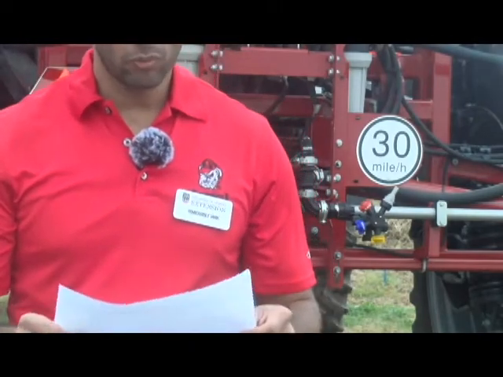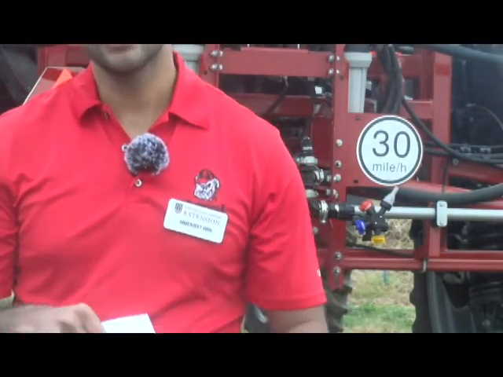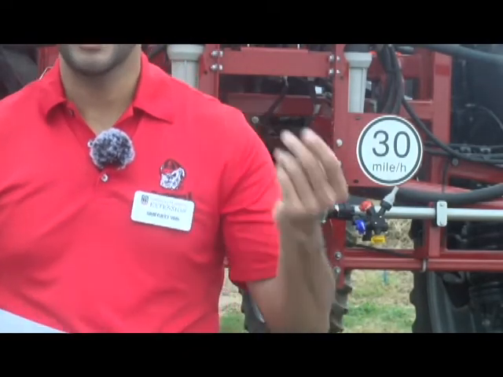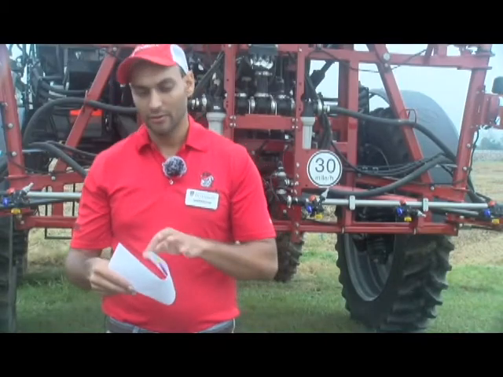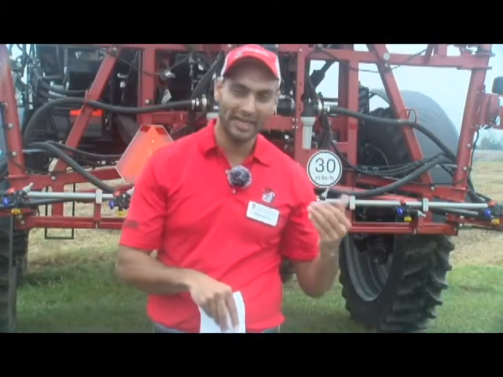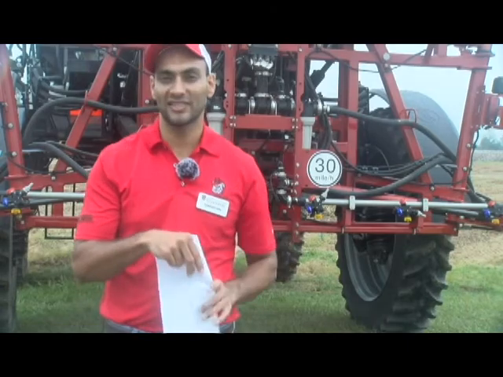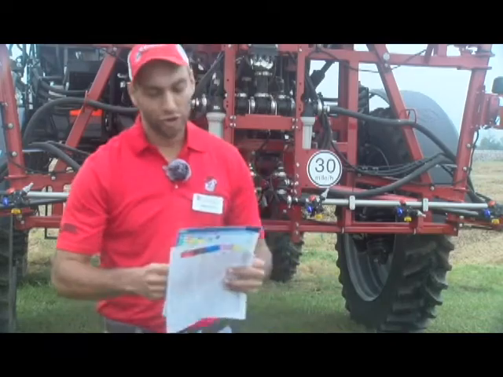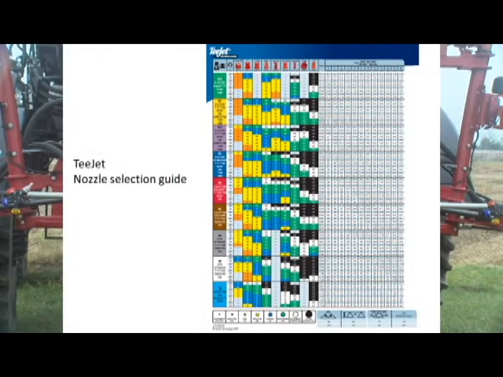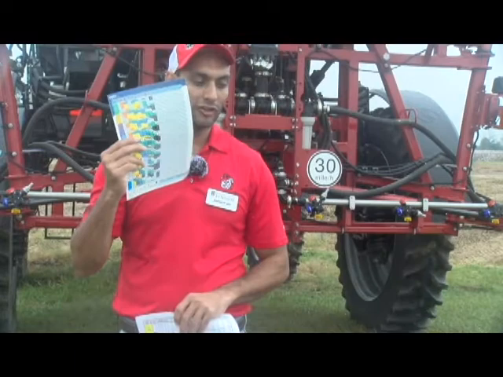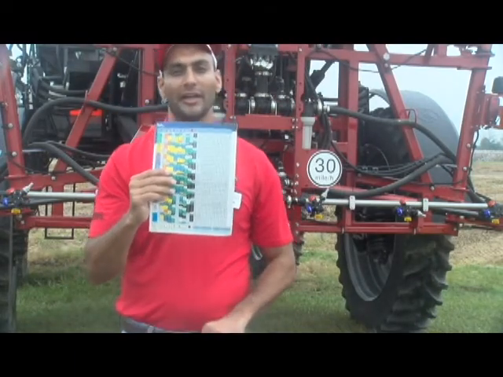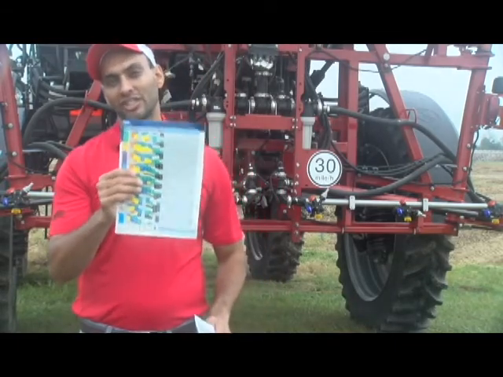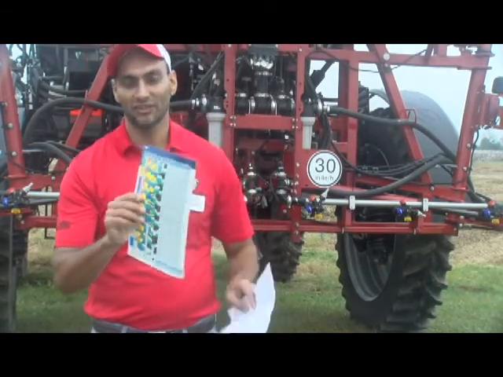The next thing we're looking at when selecting a nozzle: let's say the label has a recommendation on the application rate, and maybe the spray pressure or the droplet size. Every manufacturer has a chart that comes with the nozzles that you can get from them, with all their nozzles, the operating pressure, and the application rate at different speeds. This is a standard that T-Jet provides, and I'm just using it as a reference here.